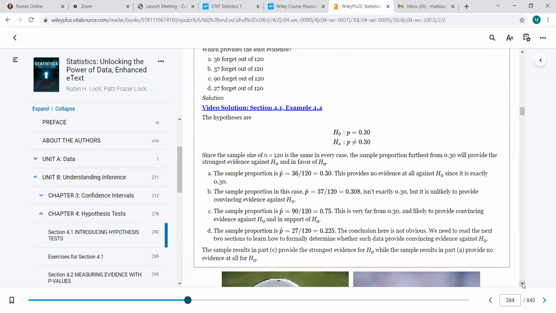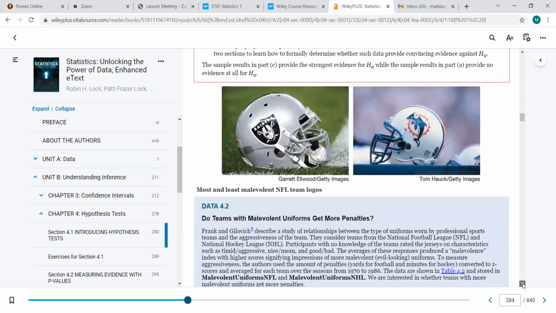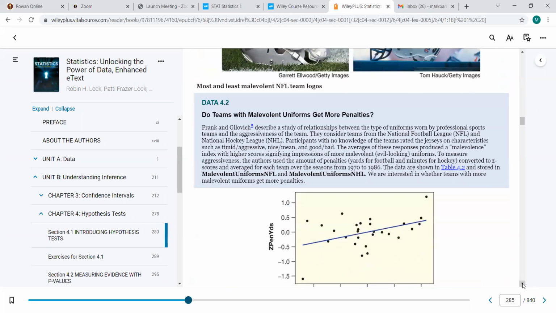Right? Okay. And again, the book goes through this. There's a video solution that you can look through. Of course, you have to go through the ebook to look at all that. All right.